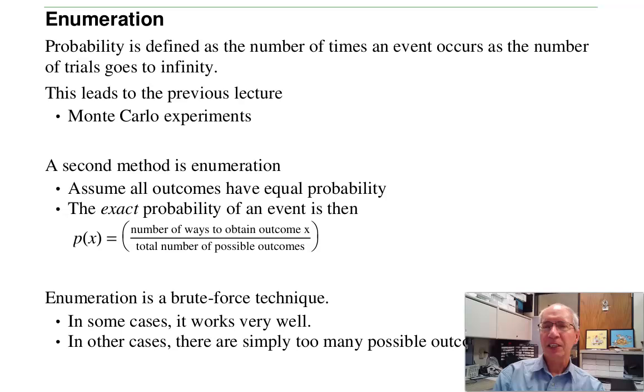Here the idea is assuming all outcomes are equally likely, like on a 6-sided die, there's 6 outcomes, each is equally likely. What I can do is just count. How many outcomes are possible, how many of them are successes, and then the probability is exactly the number of ways an outcome happens divided by the total number of possible outcomes. So this is a brute force approach. In some cases it works really, really well. In other cases it's just too complicated.